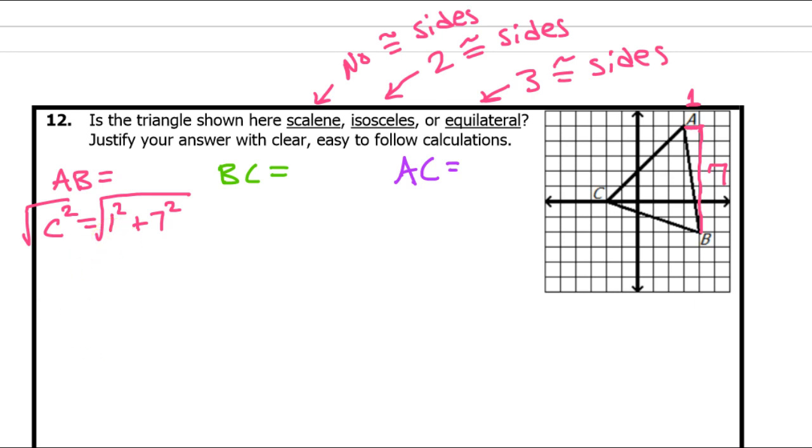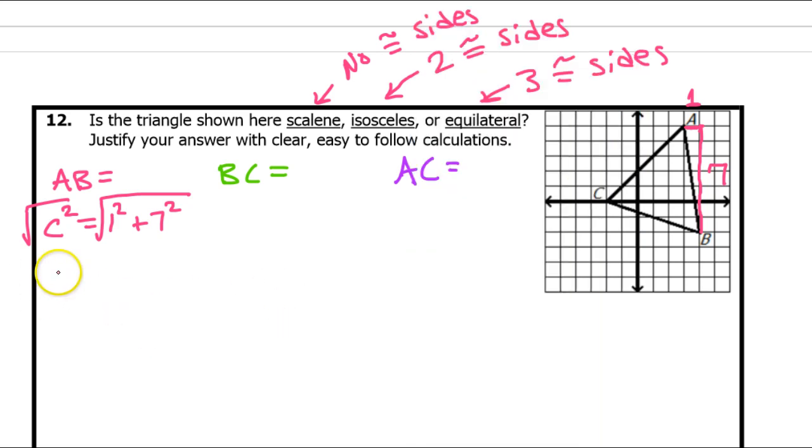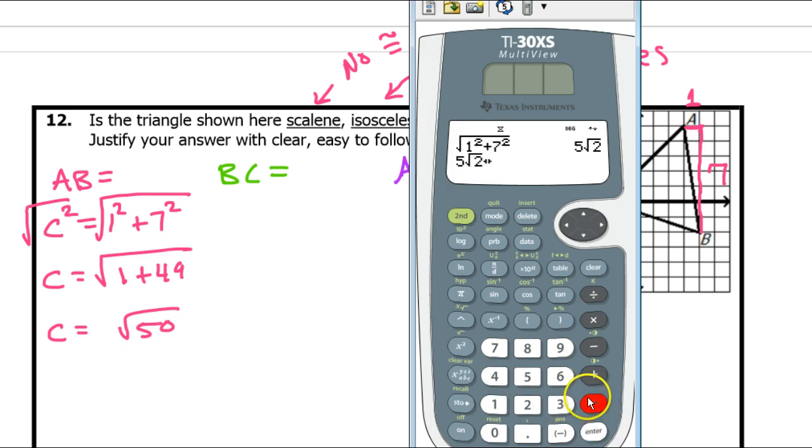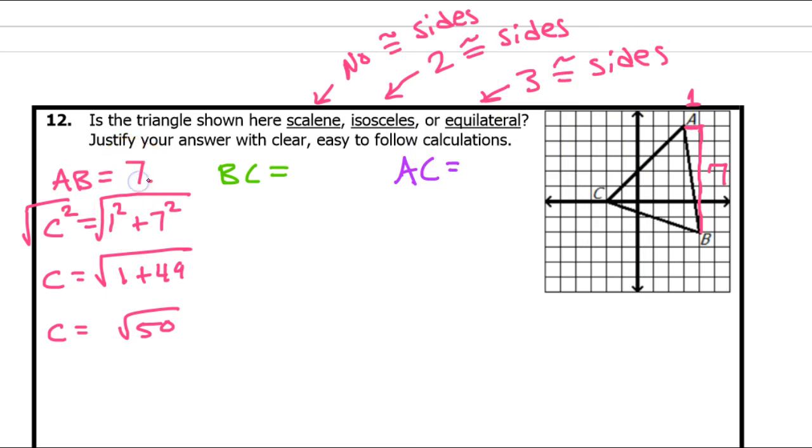So what is that going to be? In fact, you know what, let me just show it by hand. So 1 squared is 1, 7 squared is 49. So this is going to give me the square root of 50. So that is approximately 7.1. So the length of AB is about 7.1 because that's the square root of 50.